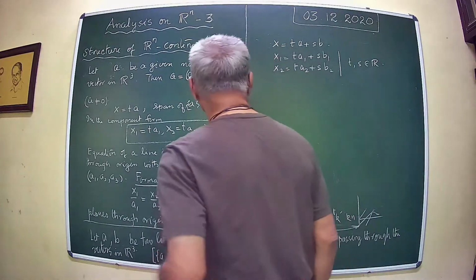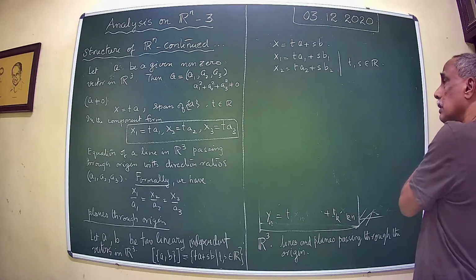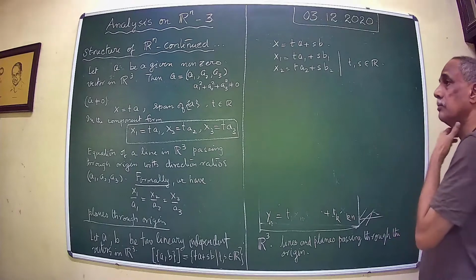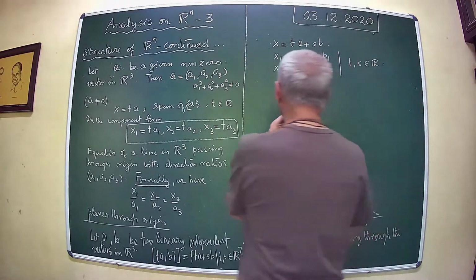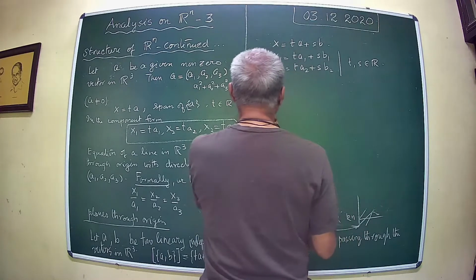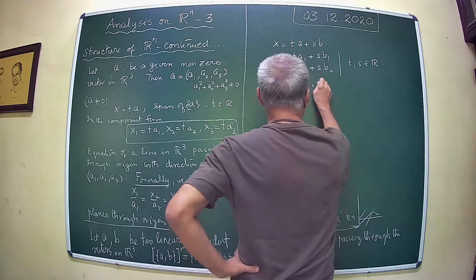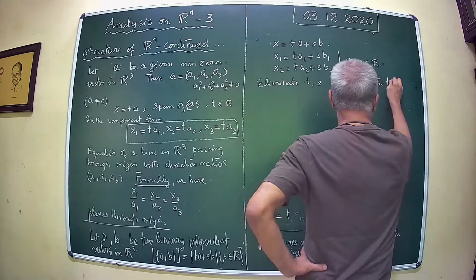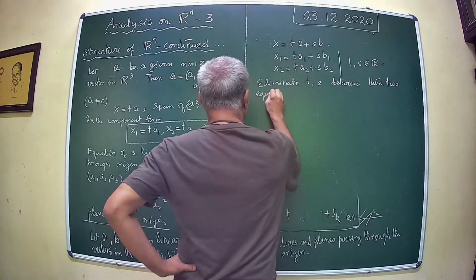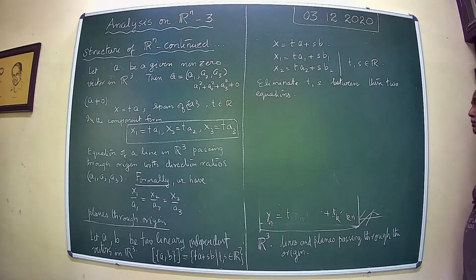Now what does this mean? Suppose you want to eliminate t and s between these equations, these three equations. So what do you get?